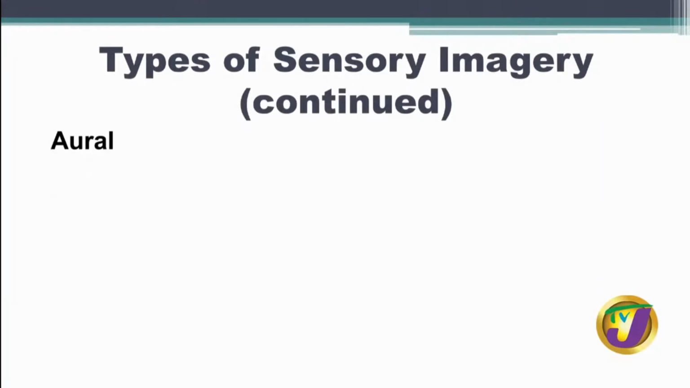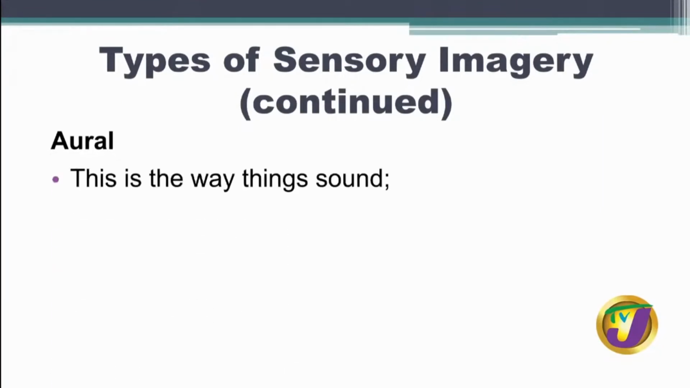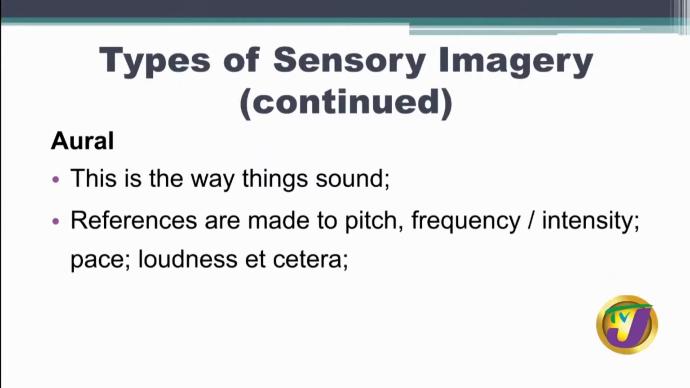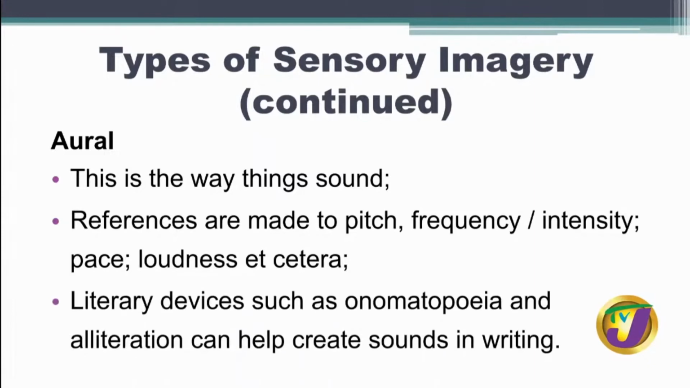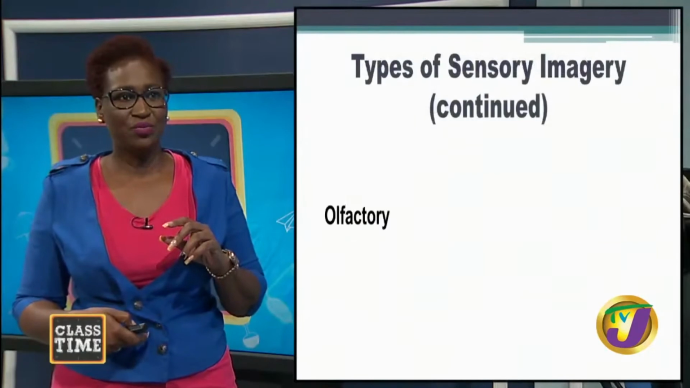The next one is aural. And this applies to how things sound, because you hear things too when you read. There are certain devices that lend themselves to hearing. So you hear things about pitch and frequency, probably intensity, loudness, and all of that. Those are the most obvious types. But then you also have your sound devices, your onomatopoeia, your alliteration, your assonance. Those are things you hear. And there they are. So they create the sound in the writing.